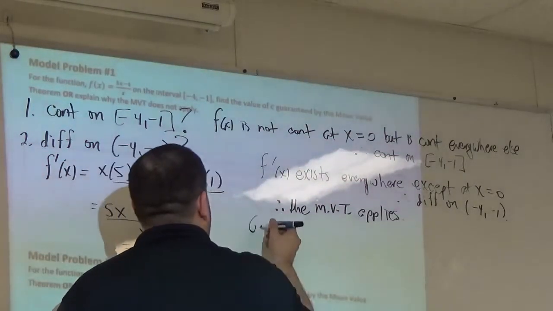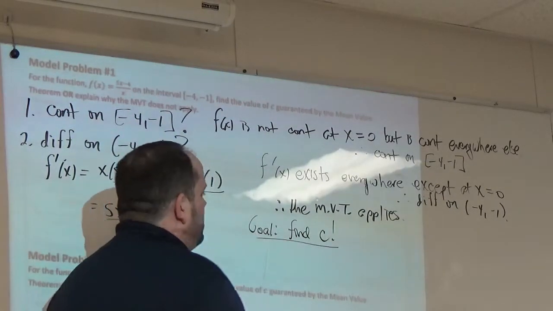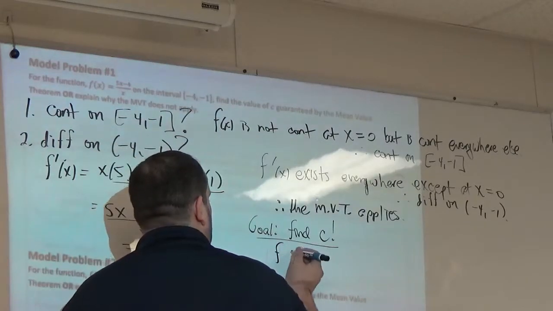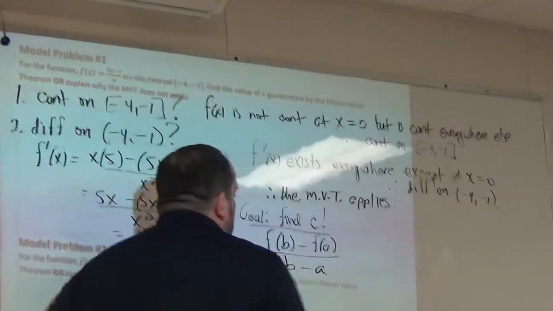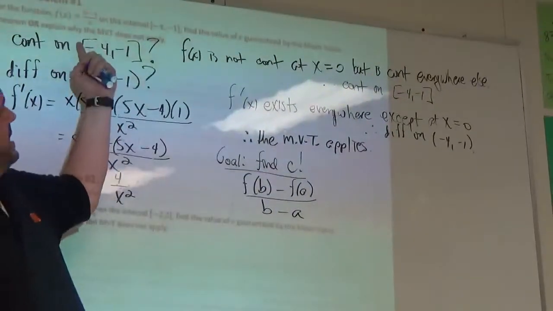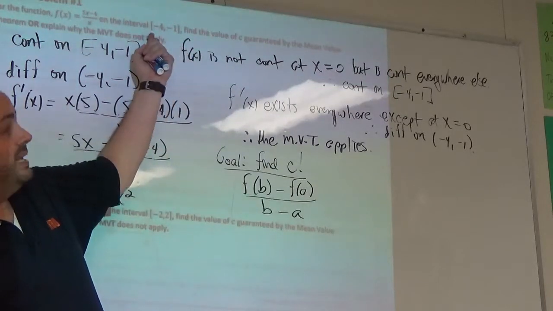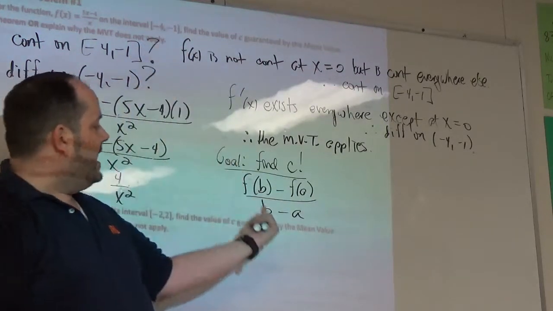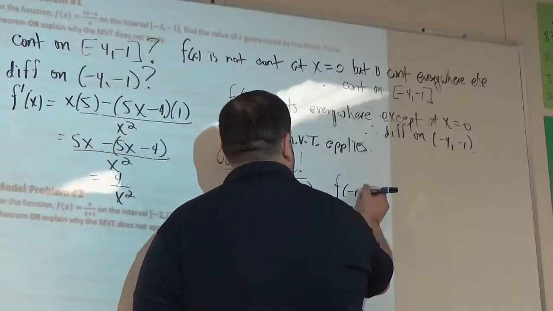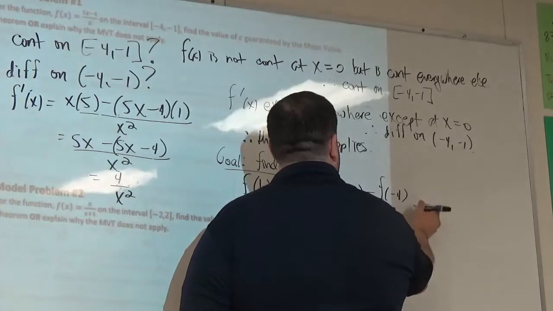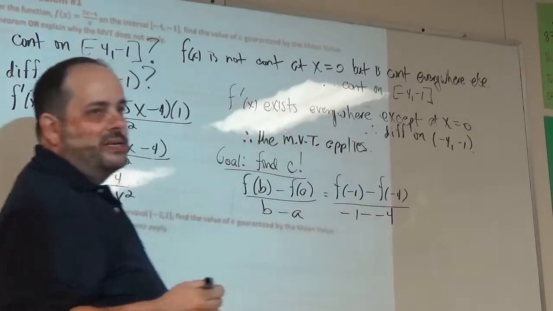So now the goal, find C. The way I'm going to find C, we're going to find f of b minus f of a over b minus a. Well, for this problem, f of b means plug in negative 1. f of a, plug in negative 4. Divide by negative 1 minus negative 4. So I need f of negative 1 minus f of negative 4 divided by negative 1 minus negative 4.